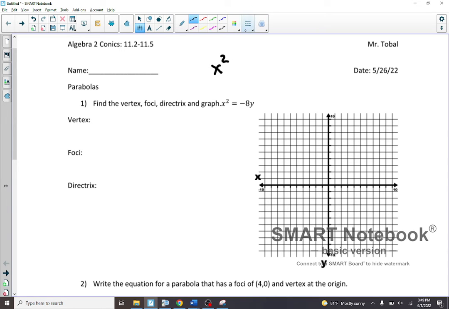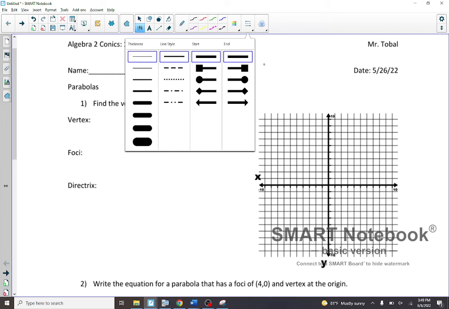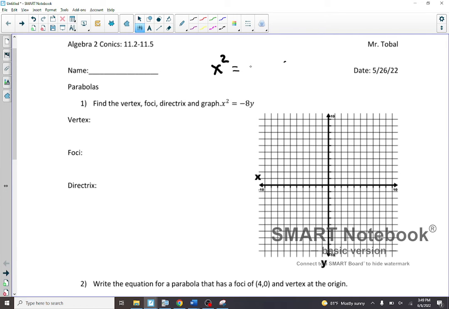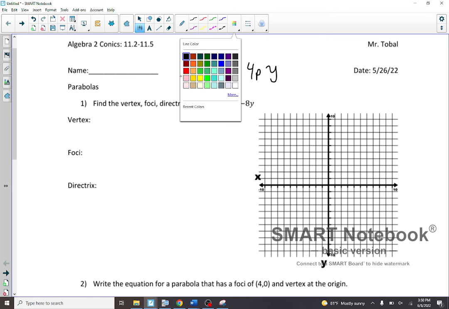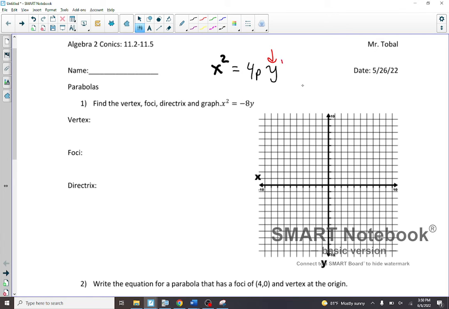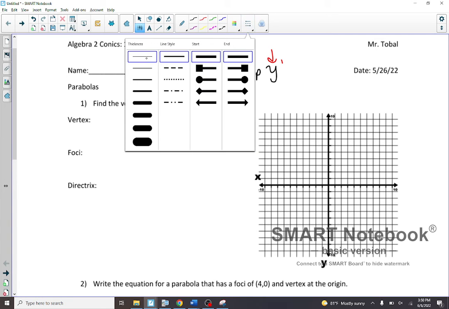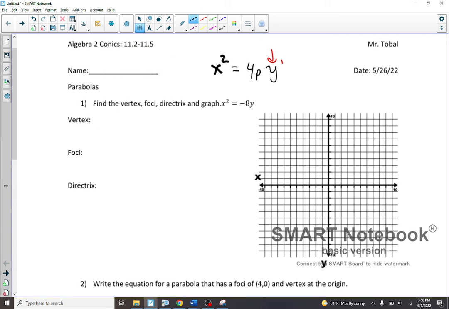Is x squared equals negative, the generic version is x squared equals 4py. And remember, the p value tells you how far away you are, the distance from the vertex to the foci, but also the y value, or the thing to the 1 power, tells you what direction you're going. So first, let's find the vertex. Vertex for your tests, along with everything you learned today for conics, is 0, 0.